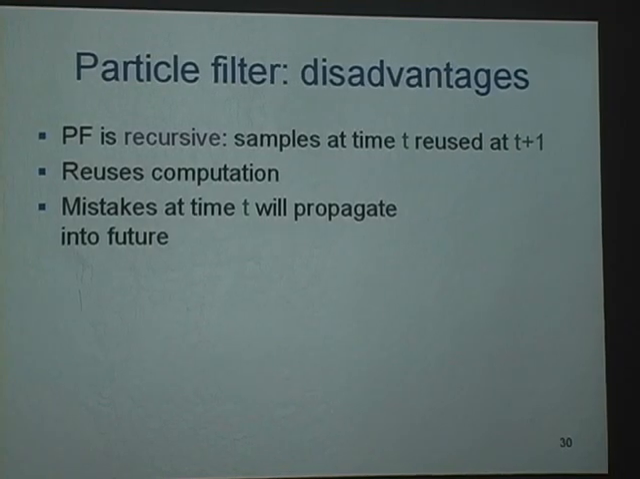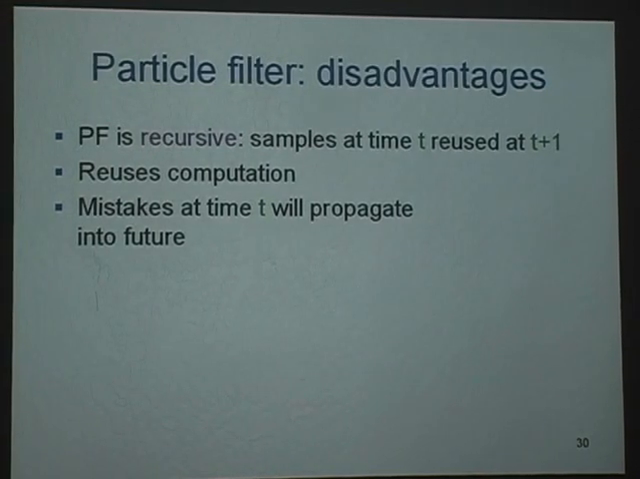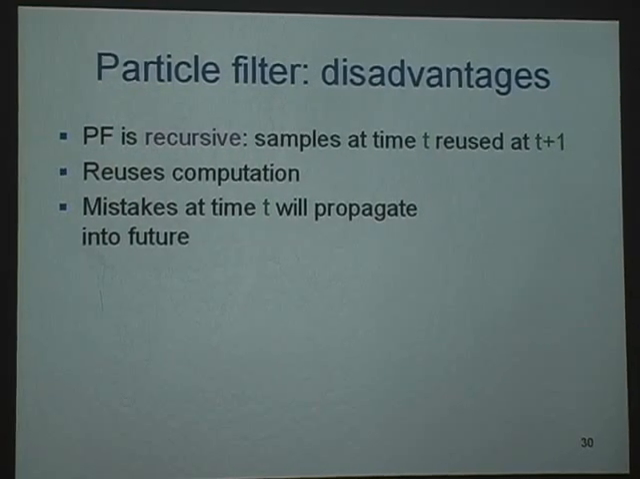The reason for this example is that particle filtering is recursive. That is, the samples you have at time t are going to be reused at time t plus 1, so you reuse the computation, but it also means that any mistakes you made at time t will propagate into the future. If you guess wrongly in your particles, then you take a while to recover from that mistake.